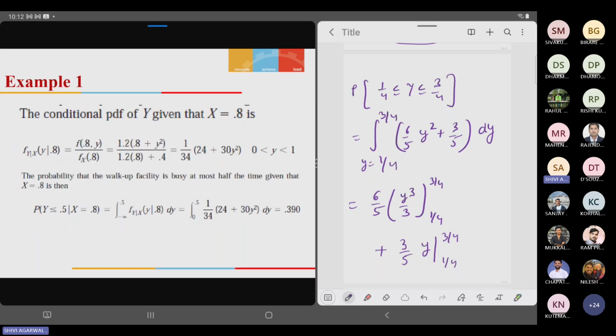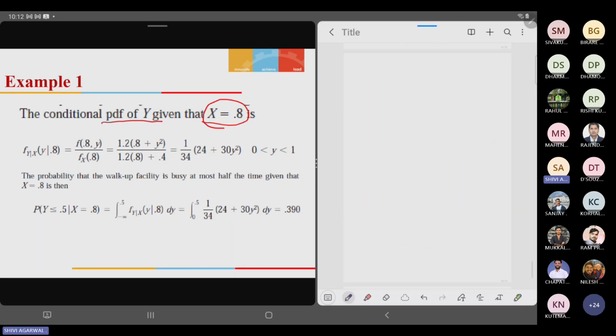Now the next part is what? Find the conditional PDF of y given that x is equal to 0.8. So how do we find the conditional density of y given x = 0.8? We take f(x,y) upon f_X(x). Okay.